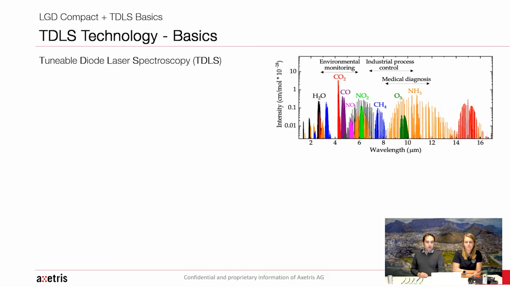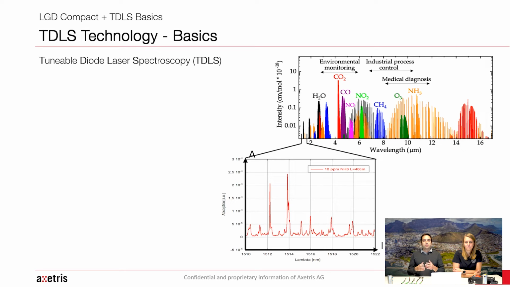If you zoom inside this spectra, and we take just one gas of interest, here in this case the NH3, ammonia, a gas we can also measure, you see that it's made of single absorption lines at very defined wavelengths, in this case 1500 nanometer.